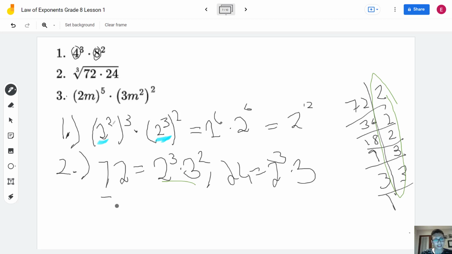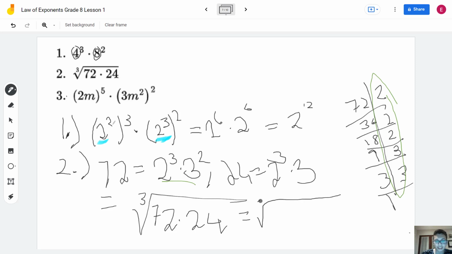Good. So now we have that the cube root of 72 times 24 equals the cube root of 2 cubed times 3 squared times 2 cubed times 3, which equals the cube root of 2 to the power 6 times 3 cubed.